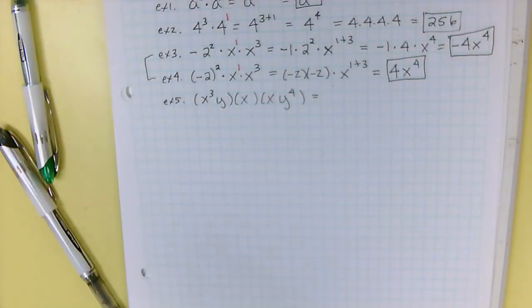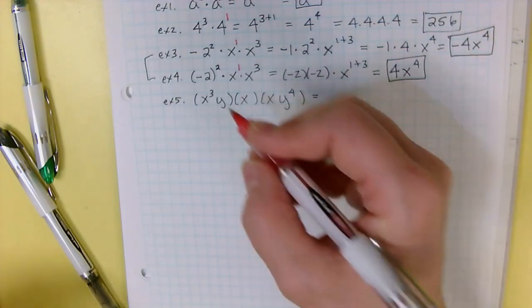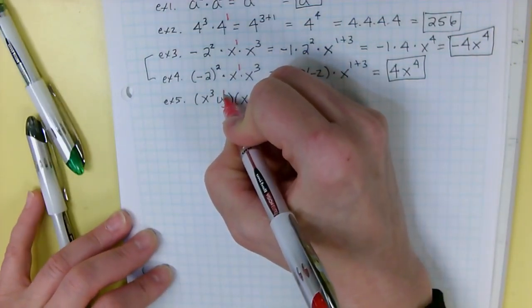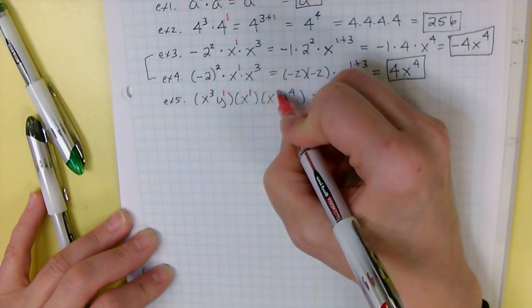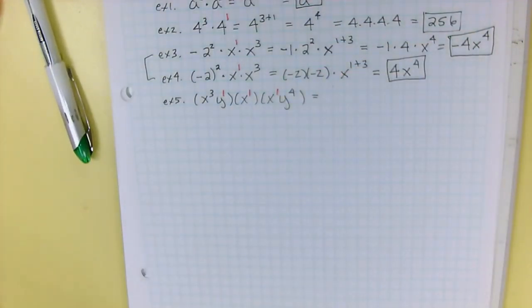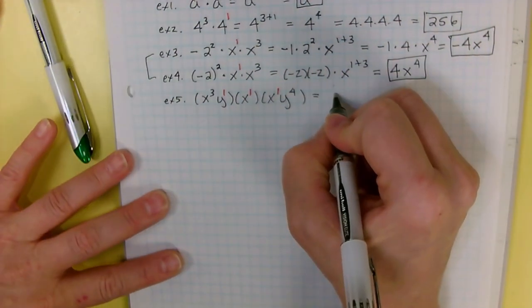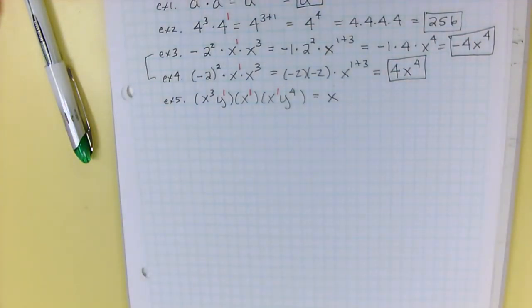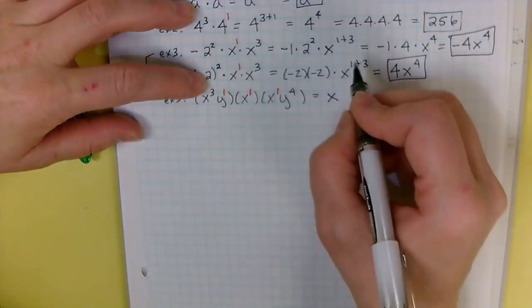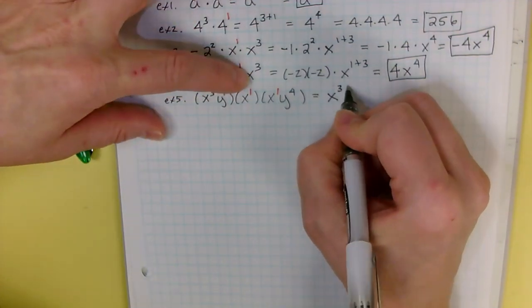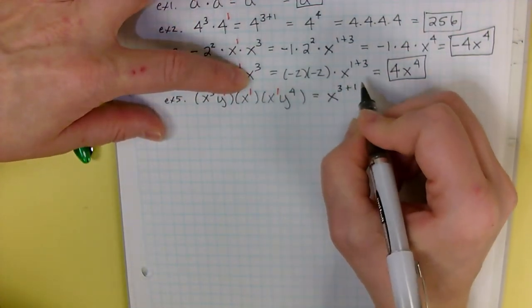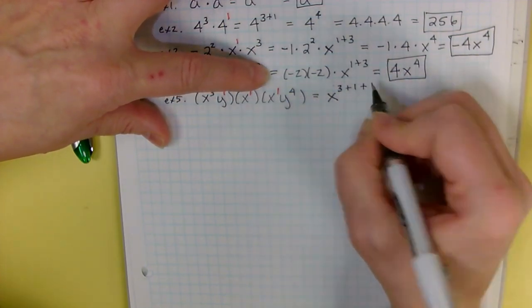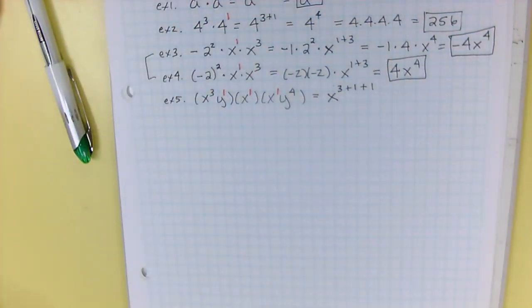So on your worksheet or on your paper, you're going to want to go through and put the invisible ones in. So y to the 1, x to the 1, x to the 1. That way you can actually see them. Now we can multiply the x's together, keep the base, add the powers. So I have a power of 3 plus a power of 1 plus a power of 1. Those are all my x's.